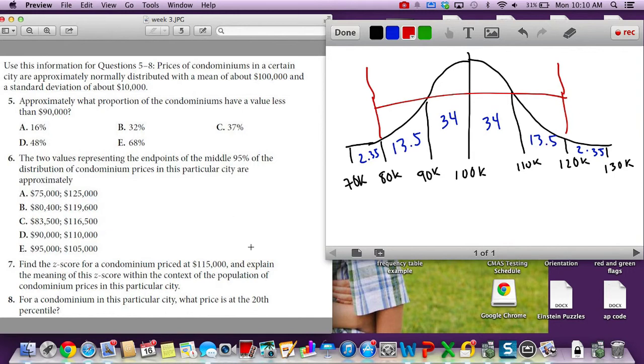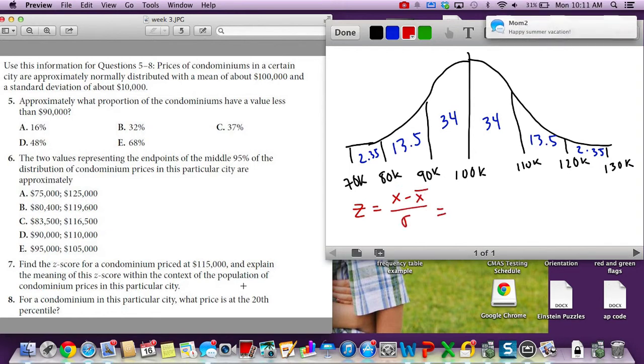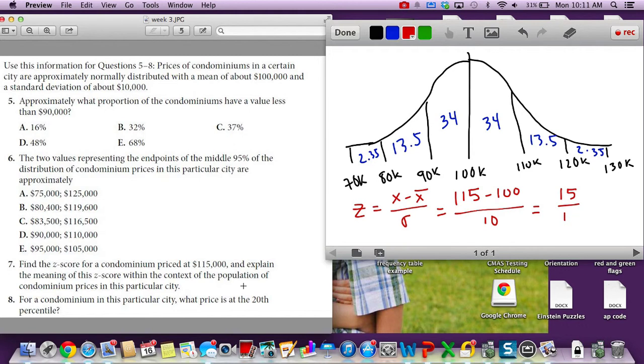Okay, so then number 7 says, find the z-score for a condominium priced at $115,000 and explain the meaning of this z-score. So our z-score, if you remember, is we take our number, subtract our mean, and divide by our standard deviation. So I'm looking at 115. I'm subtracting my mean of 100, and I want to divide by 10,000. Again, I'm just truncating all of these so that I don't write the thousands. So then I have 15 divided by 10, which would be 1.5 is my z-score.